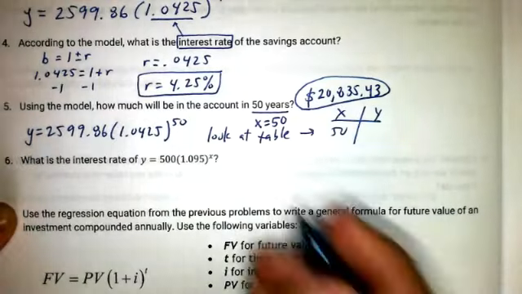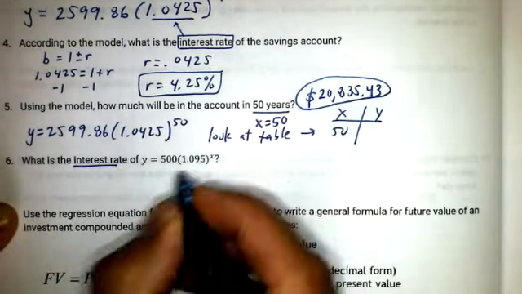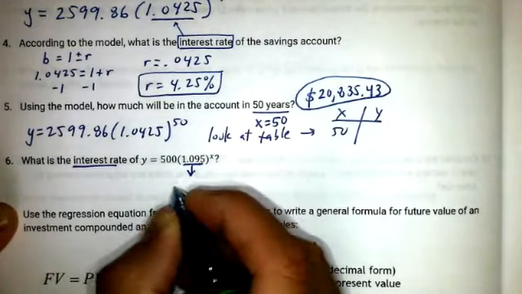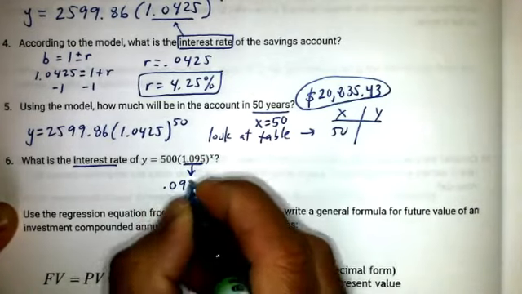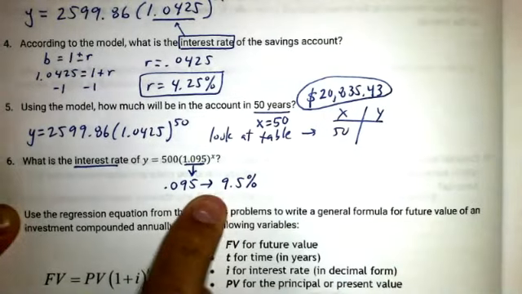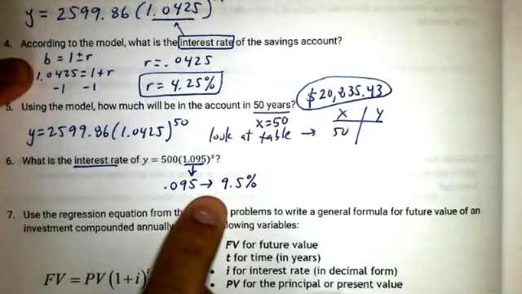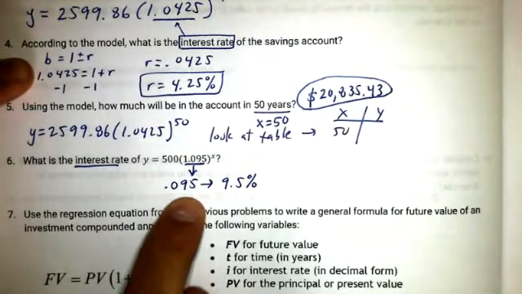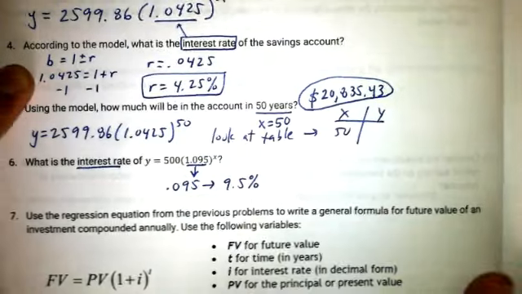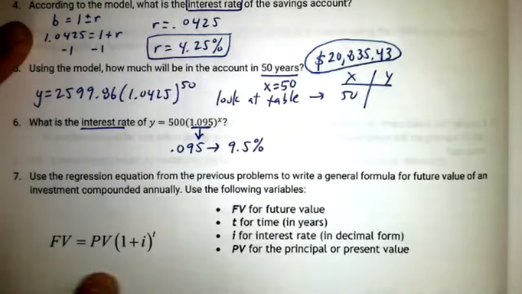Number 6 just has a quick question: what's the interest rate of this equation? Just looking straight there, you should be able to see that's 0.095, which is 9.5%. I did the same thing I did up here on number 4, where I subtracted 1 and then moved the decimal place over twice to get our percentage.